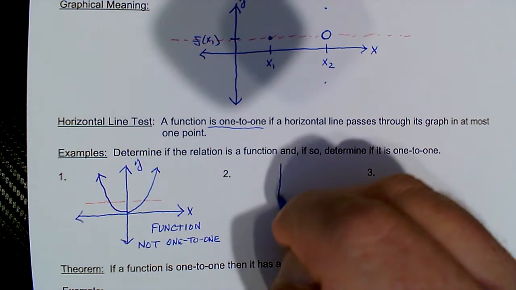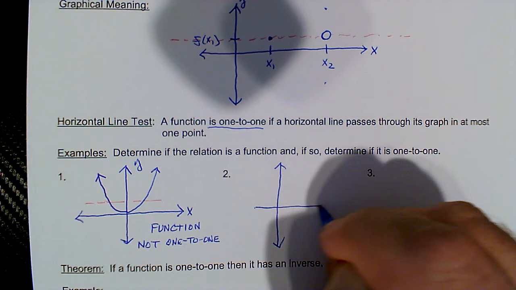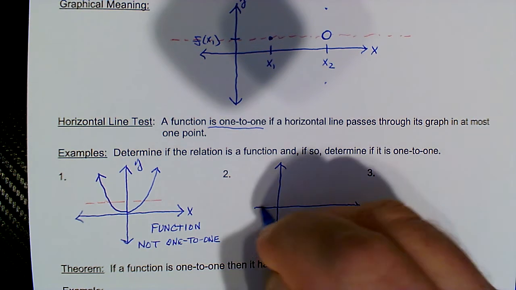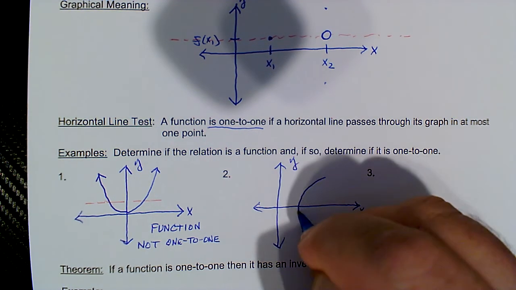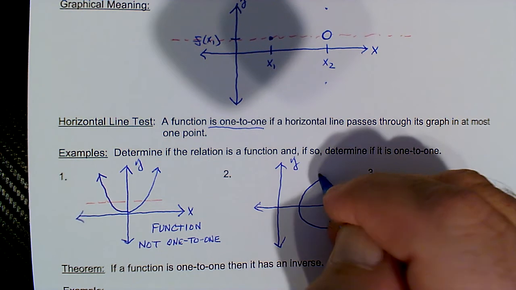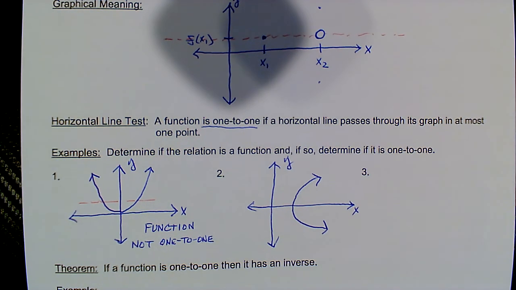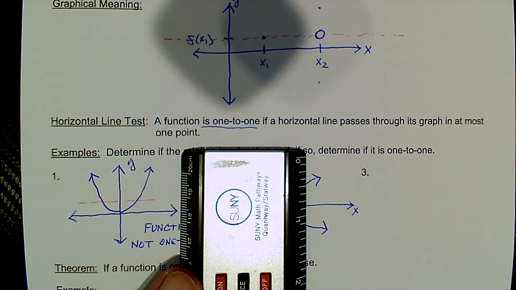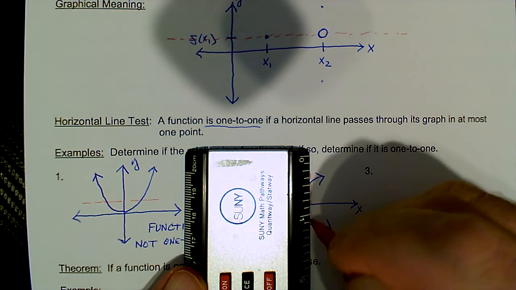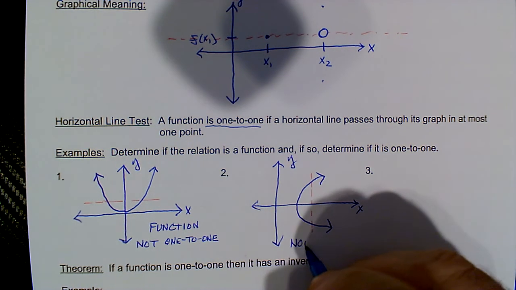Okay, what about that parabola that was open to the right? Okay, well, first off, it fails the vertical line test. That is, a vertical line hits it in more than one point. And so, therefore, this is not a function.